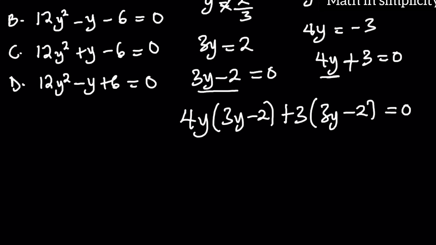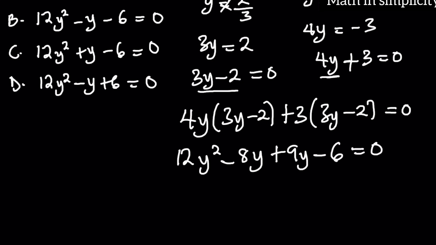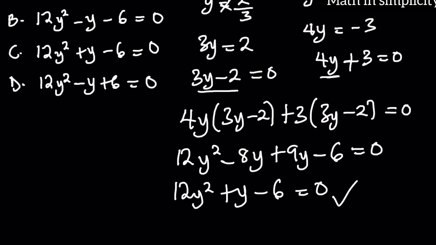So 4 times 3 there is 12, y times y should give us y squared. 4y times negative 2 should give us negative 8y. Positive 3 times 3y is positive 9y, and positive 3 times negative 2 should give us negative 6, equal to 0. Finally, we have 12y squared, negative 8y plus 9y should give you just plus y, minus 6 equal to 0. So this should be our answer. So which option corresponds to that?